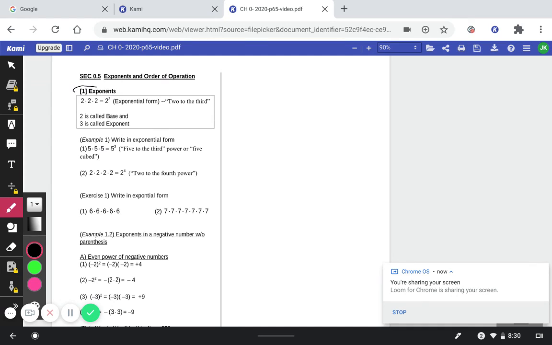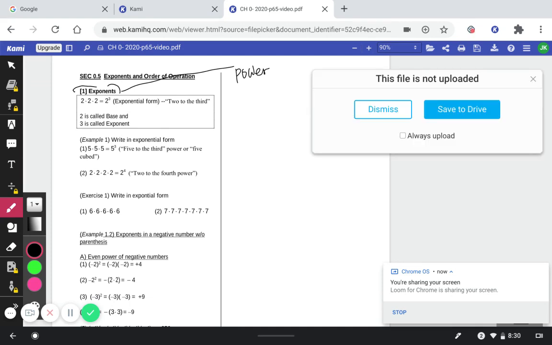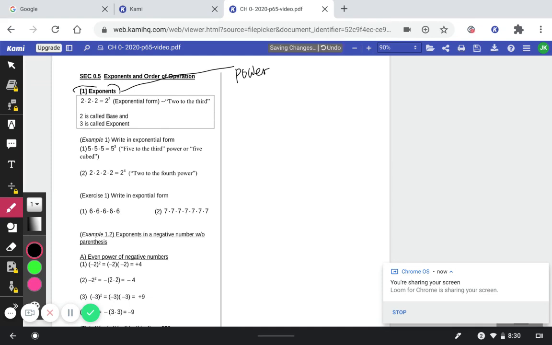Exponents. Many times we call this one a power. A very frequent mistake my students make is, when you have 2 to the third power, many students think it is 2 times 3, which is 6. But this is wrong.